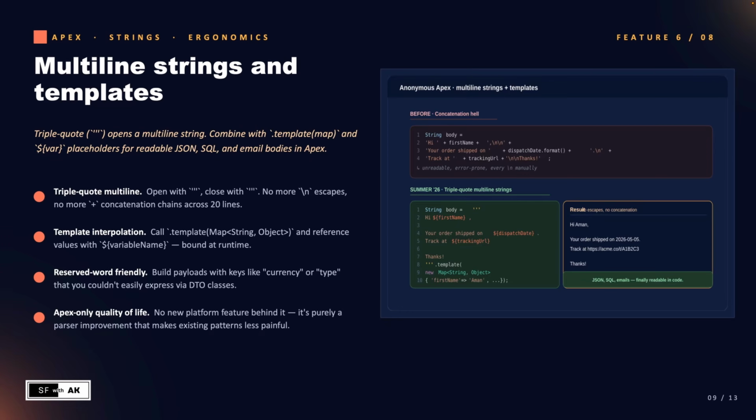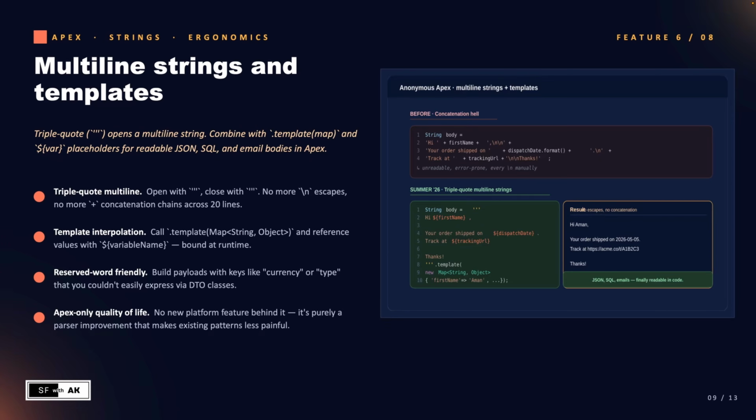Three single quotes open it and three single quotes close it. Everything in between these three single quotes is your string. You can add line breaks, you can have quotes, you can have special characters. All of it will just work. This also pairs with a dot template method on strings. You pass it a map of string and object and you reference your variables in the string with the $ sign curly braces syntax. Now let me show you directly in Salesforce how this is working.